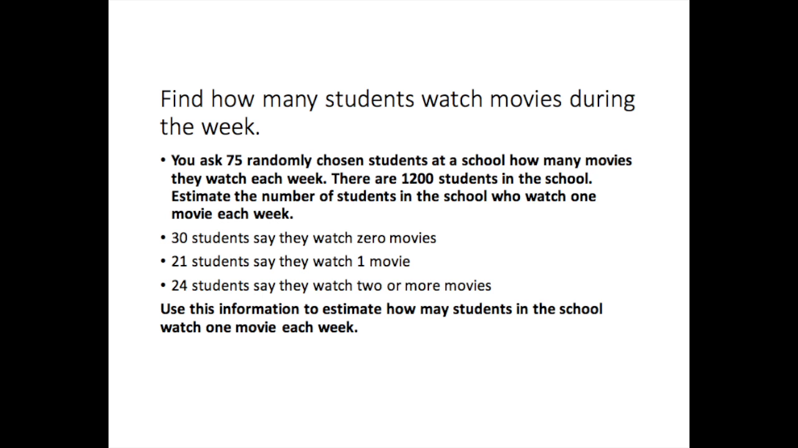Next, we're going to look at how to conclude a certain amount of the population wants a certain thing or does a certain thing. So we're going to look at how many students watch movies during the week. So you ask 75 randomly chosen students at a school how many movies they watch each week. There are 1,200 students in the school, so now we have to estimate the number of students in the school who watch 1 movie each week.